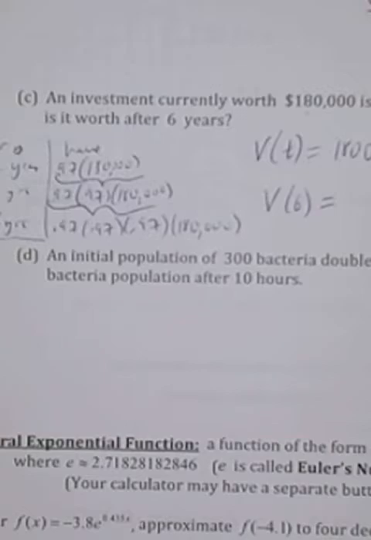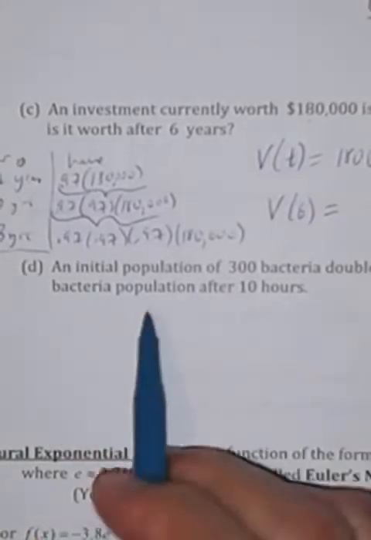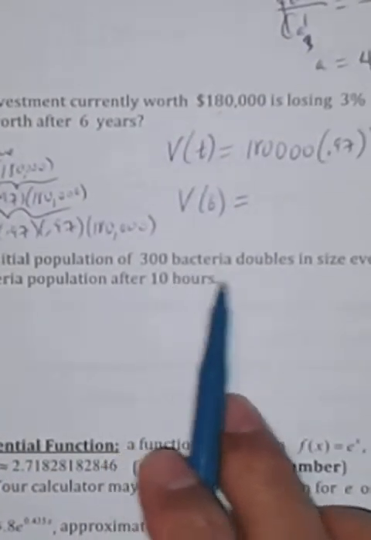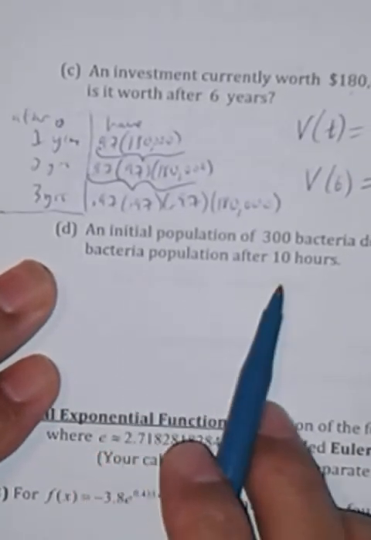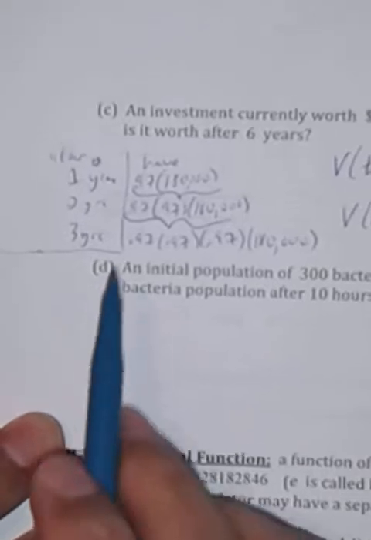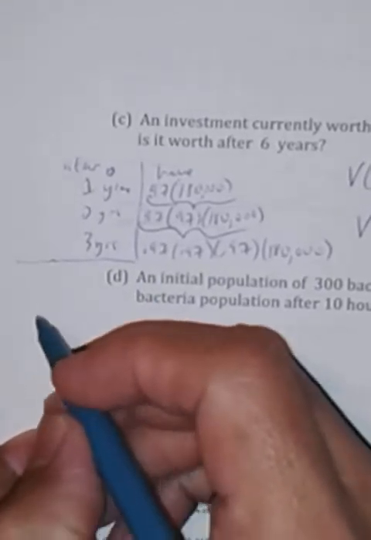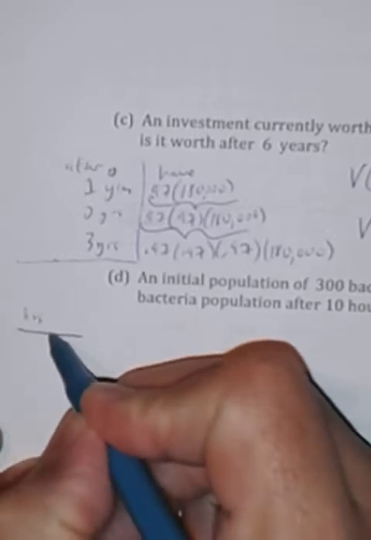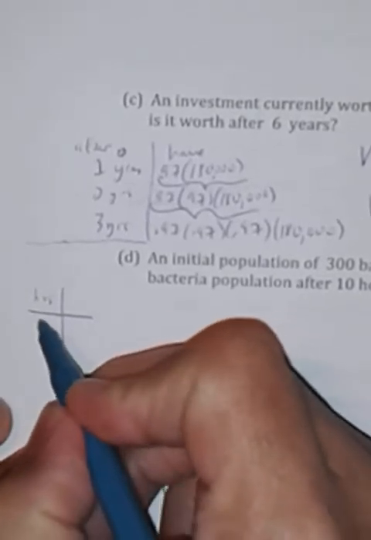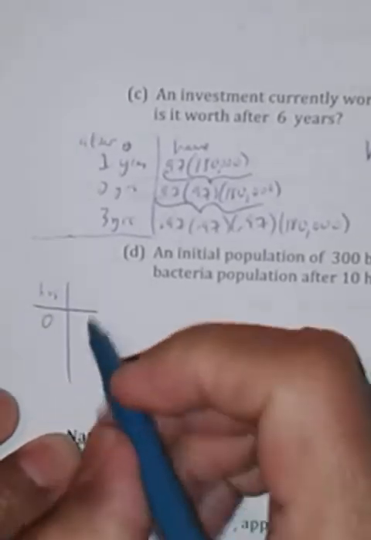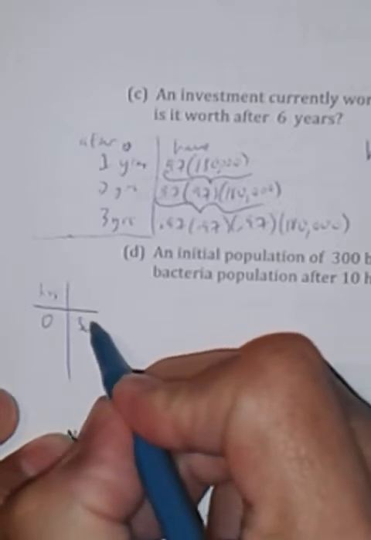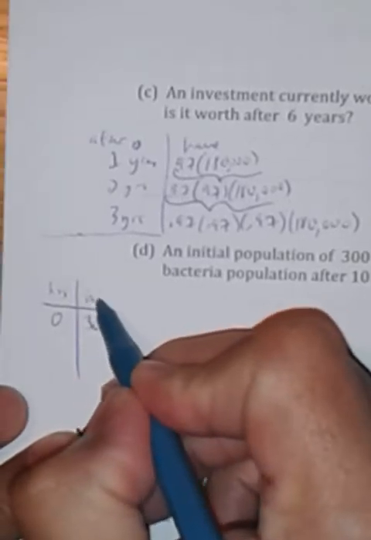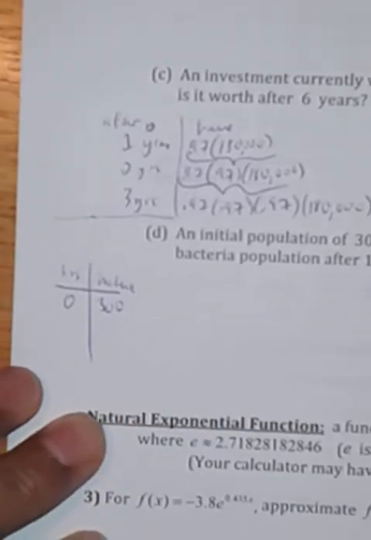All right, so we're on problem number D that says an initial population of 300 bacteria doubles in size every 3 hours. Estimate the bacteria population after 10 hours. So we're going to make a little table again, and we're going to look at the hours and the bacteria, right? So at 0 hours, the bacteria is 300 bacteria, right? And then it doubles every 3 hours.